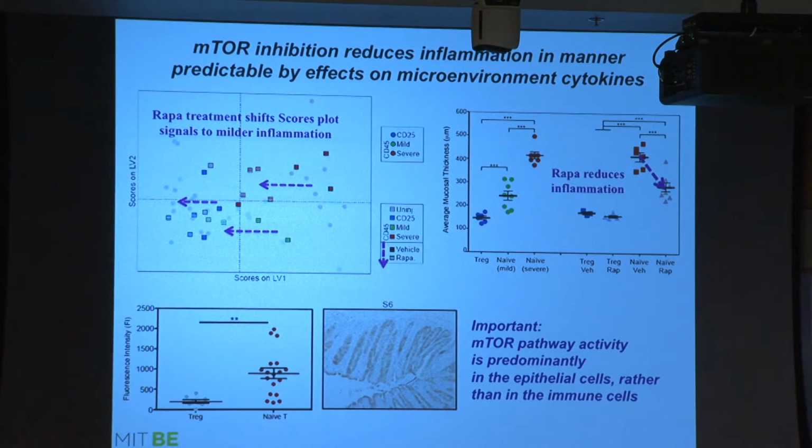And again, I want to emphasize, in the IBD field, mTOR has been around a long time, in most quarters that I've read, mainly presumed to be operating in the immune cells. Again, in this context, it seems to be mainly living in the epithelial cells. The epithelial cells is where the action is, again, for modulating the cytokines and chemokines.